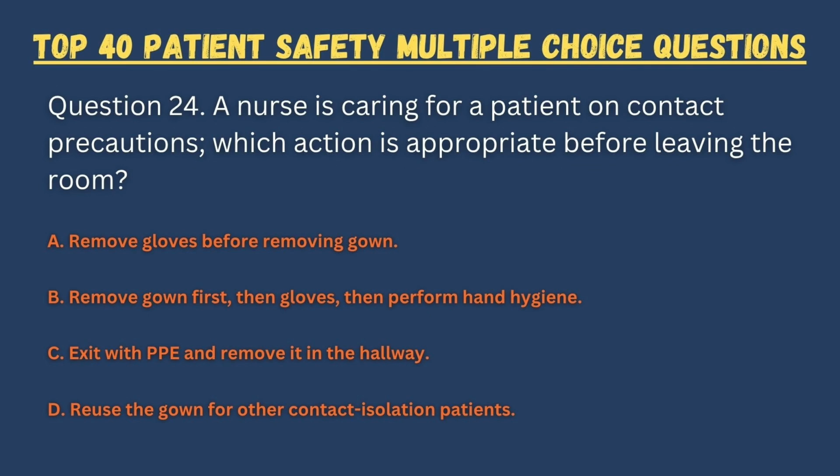Question 24. A nurse is caring for a patient on contact precautions. Which action is appropriate before leaving the room? A. Remove gloves before removing gown. B. Remove gown first, then gloves, then perform hand hygiene. C. Exit with PPE and remove it in the hallway. D. Reuse the gown for other contact isolation patients.